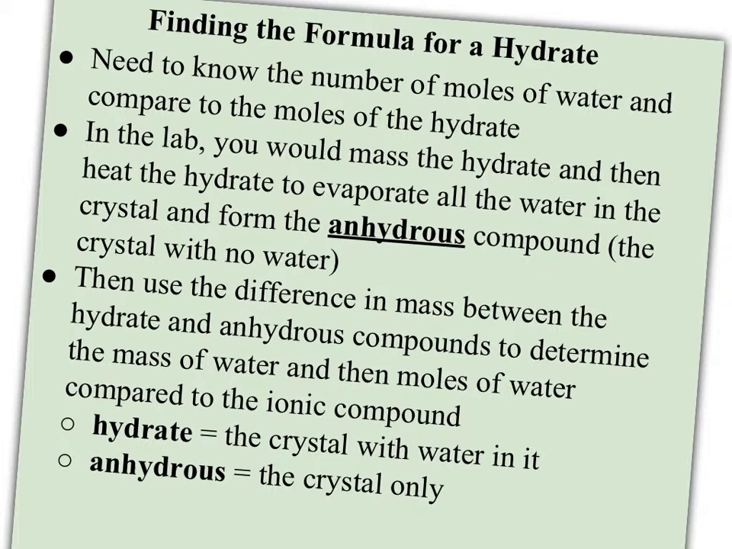You can use the difference in mass between the hydrate and the anhydrous to determine the mass of the water, and then you can change that to moles of water. So a couple terms you need to keep in mind is that hydrate is referring to the crystal with water in it, and we're going to assume it's absorbed the maximum amount of water. And the anhydrous is referring to the crystal or just the ionic compound itself.